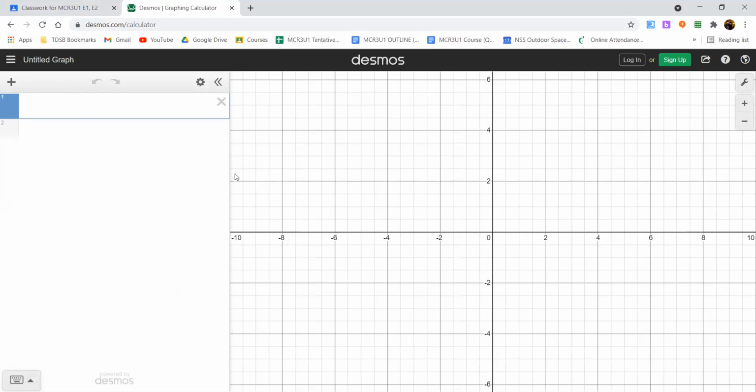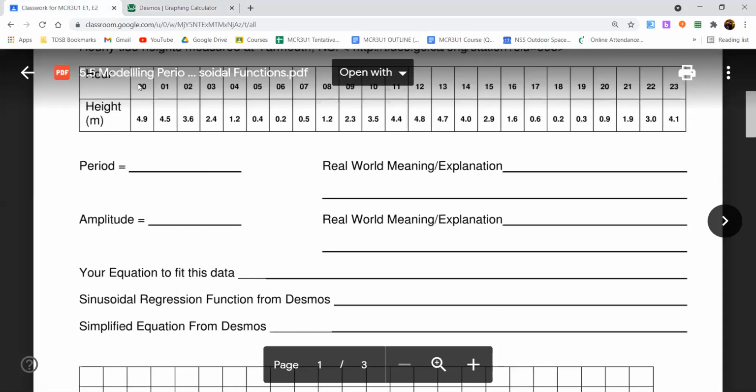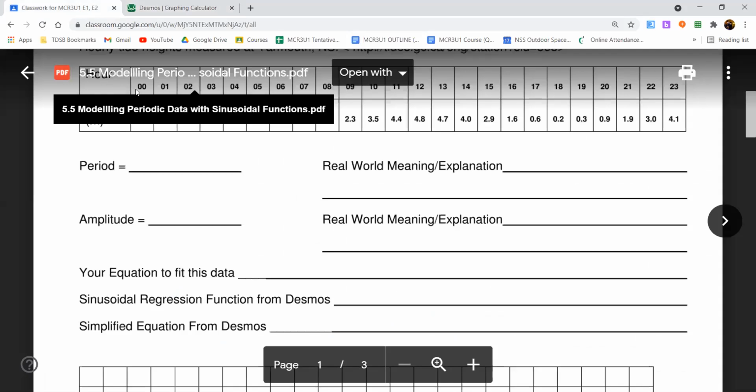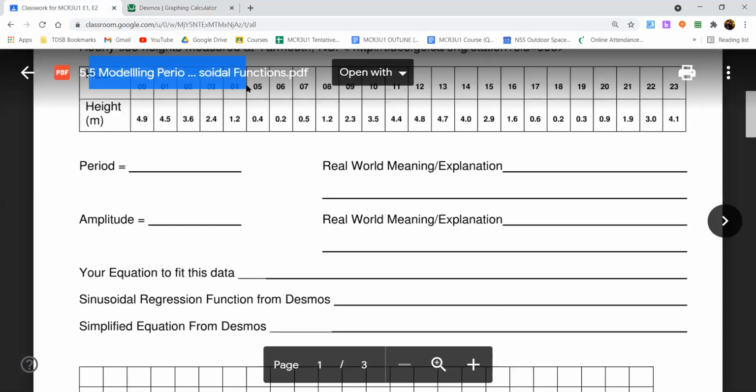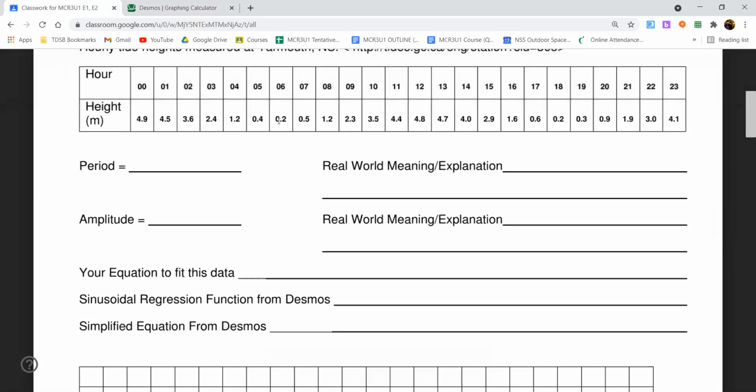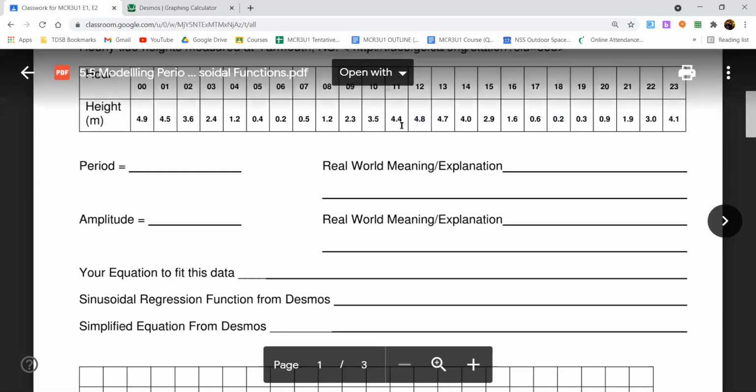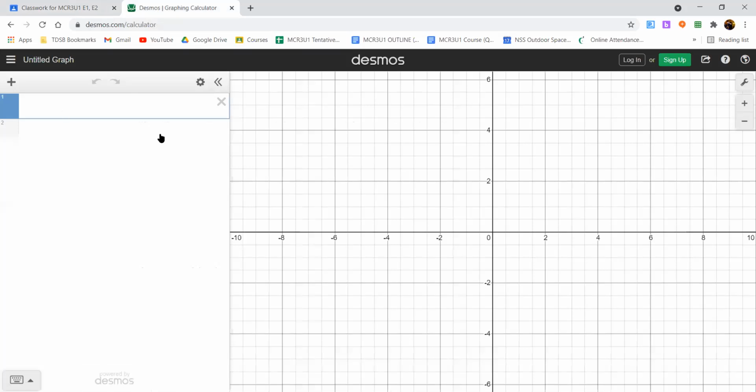Everything else is pretty straightforward. So first things first, the exercise gives you a data set. I'm going to plug it in. My independent variable is going to be hours, so 0 all the way to 23. My dependent variable is going to be height in meters. It goes from 4.9 down to 0.2, which is the smallest one, and then it goes back to close to 4.9, and then it goes back to 0.2. So I think we found our max and min there. Here we go. First off, you might want to put a little note.